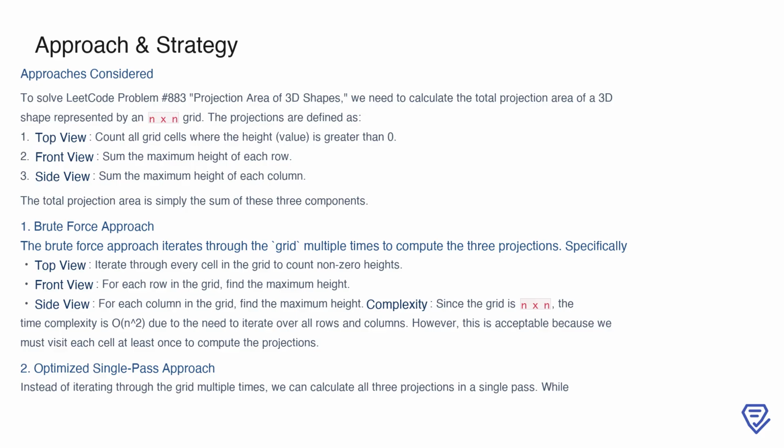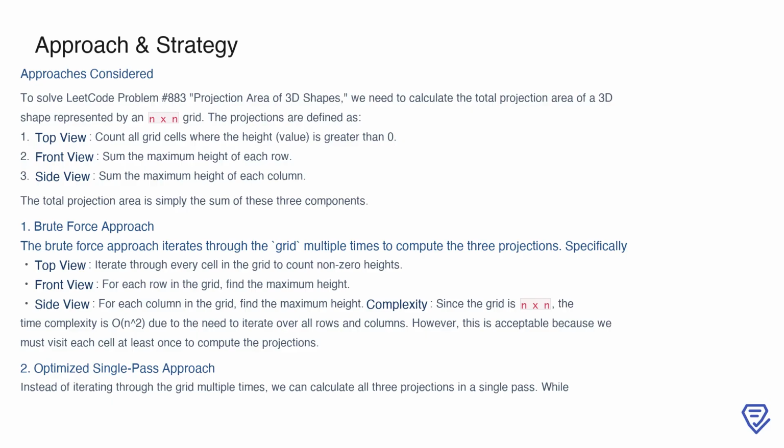represented by an N x N grid. The projection area consists of three components: the top view, the front view, and the side view. The top view is determined by counting all grid cells where the height is greater than 0. For the front view, we calculate the maximum height in each row, and for the side view, we calculate the maximum height in each column. The total projection area is simply the sum of these three components.